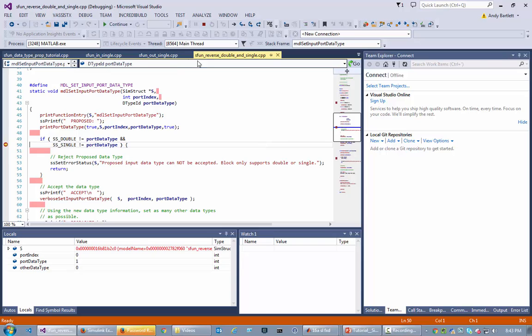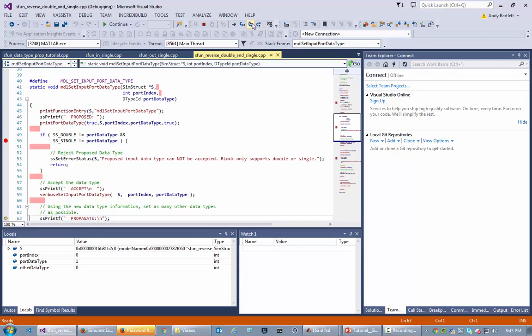Now we've come to the second instance of this reverse double and single block. Now it's a forward propagation situation. Another block has set the data type of this block's input port, and so the first input port has a proposed data type of 1, which is single, and that's one of the accepted data types of this block.